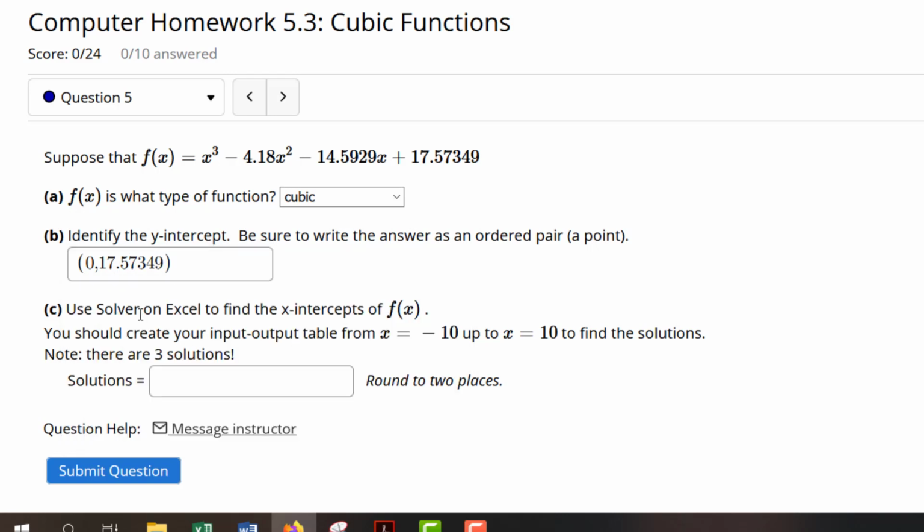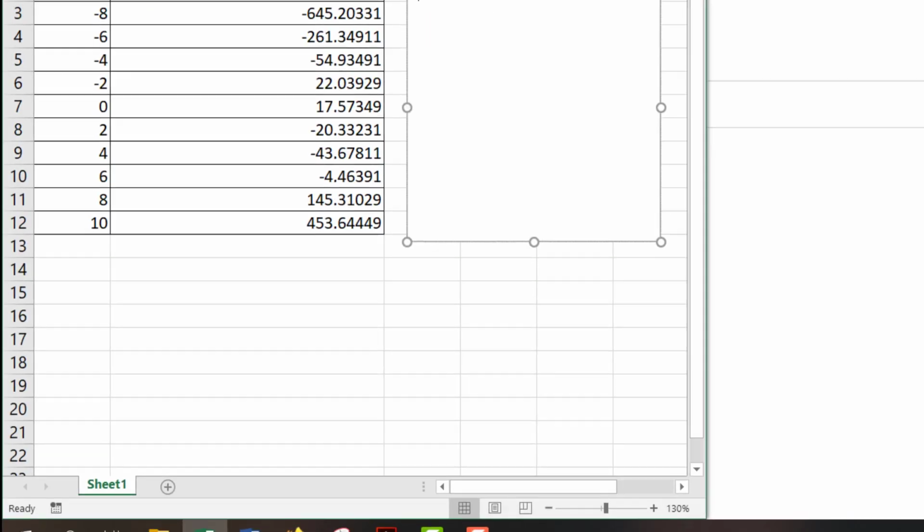It says to use Solver on Excel to find the x-intercepts of this function, and it gives you a hint that you should create your table using x values from -10 up to +10. It also notes to you that there are 3 solutions. So I'm going to go over to Excel.